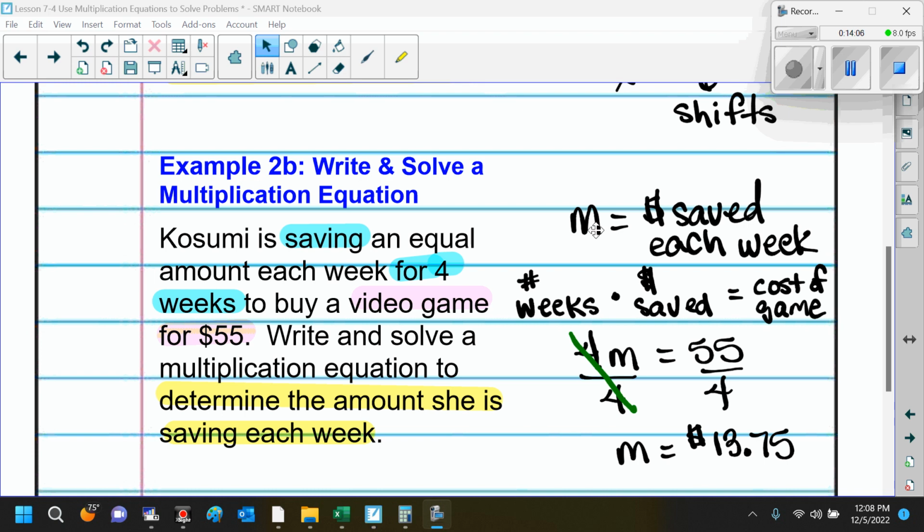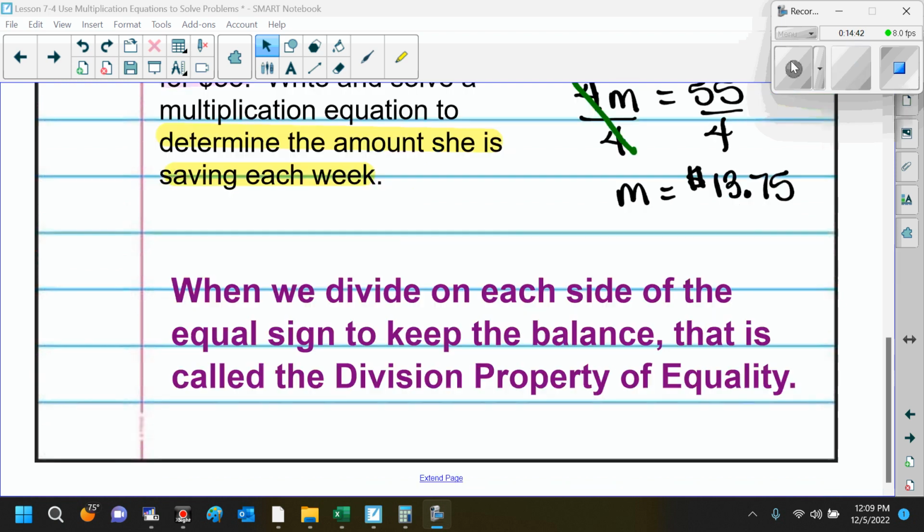Very good. So here we're going to say that M is the money saved each week. If we take the number of weeks that she saved for and we multiply that times how much money she saved, that's what we're looking for, that's going to give us the cost of the game. So that's going to give us 4M is equal to 55. To solve it, we divide by 4 on both sides, and M is equal to $13.75. So that's how much she's going to save each week in order to get to the $55.